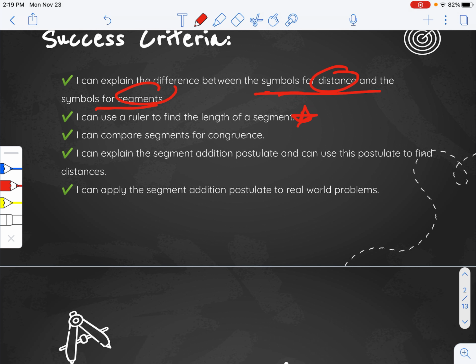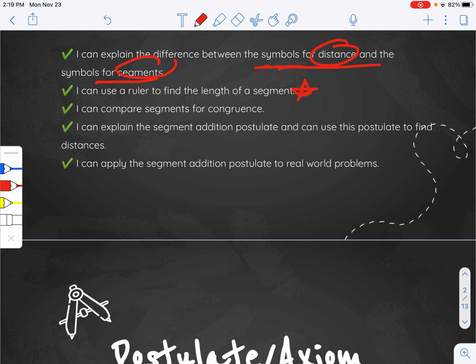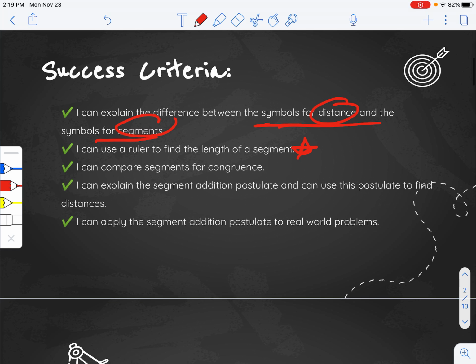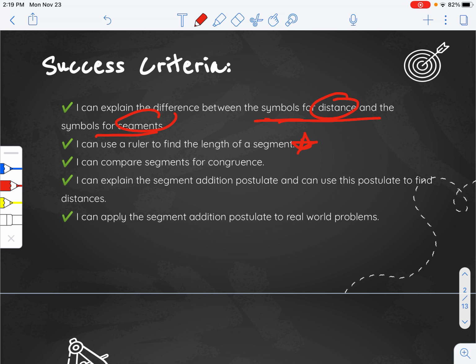I can compare segments for congruence. So that's talking about how we can look at two different segments and say, hey, are these congruent? Are these equal or not? I can explain the segment addition postulate and can use this postulate to find distance. You probably haven't heard of the segment addition postulate. It's not as complicated as it sounds, and we will talk about that towards the end. And then lastly, I can apply that segment addition postulate to solve real-world problems.